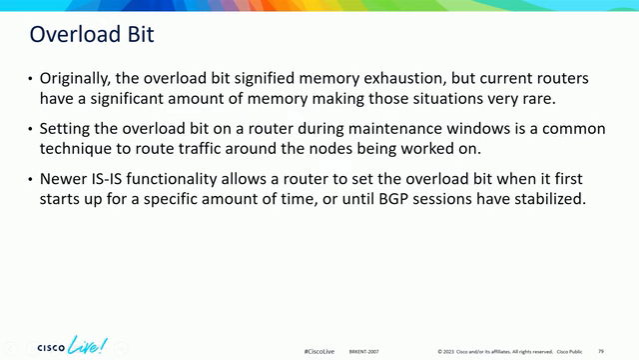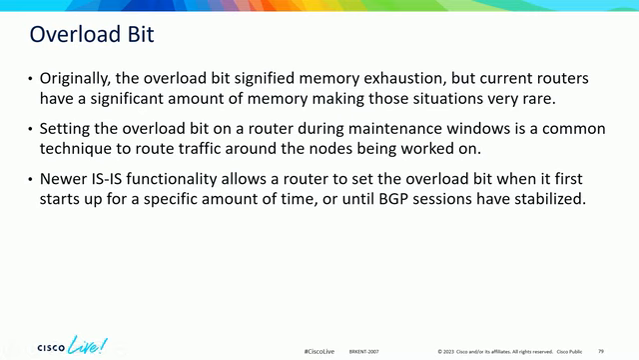This talks about how typically it was set when memory exhaustion occurred, but that mostly doesn't happen in today's routing platforms. There's more than enough routing memory. So you could set it when you want to take a router out for maintenance. You just set the overload bit. It's going to redirect traffic around it.